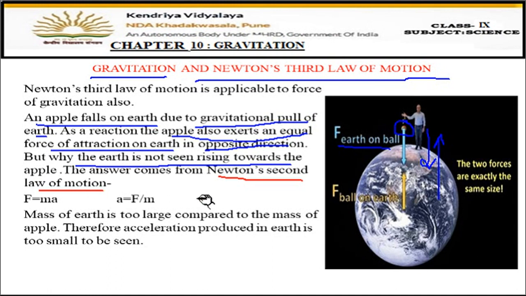So the reason comes from Newton's second law of motion. Now, according to Newton's second law, force is equal to mass into acceleration. F equals ma. You have already studied this, right? Now from this formula, if we find the value of acceleration, acceleration comes to force upon mass, right?